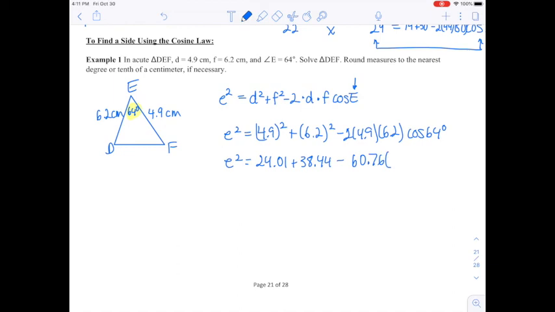Okay, and then cos 64 is 0.4384. Okay, so let's combine all of this. What we should pay attention to is that this number should always be positive. If it's not, you've made a mistake. It's positive because this is e squared, right? You can't have a negative number. So if you find yourself taking the square root of a negative number, you know you've done something wrong.